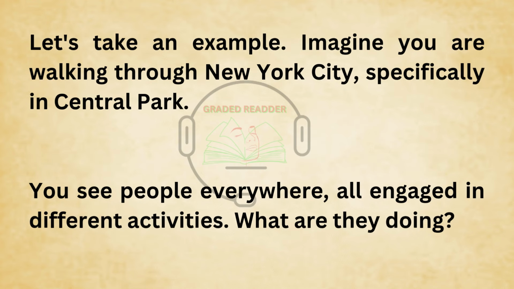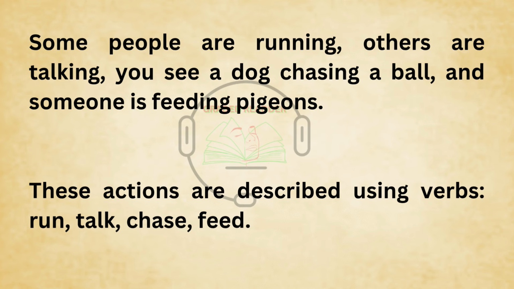Let's take an example. Imagine you are walking through New York City, specifically in Central Park. You see people everywhere, all engaged in different activities. What are they doing? Some people are running, others are talking. You see a dog chasing a ball, and someone is feeding pigeons. These actions are described using verbs: run, talk, chase, feed.